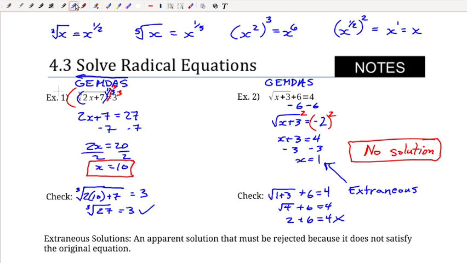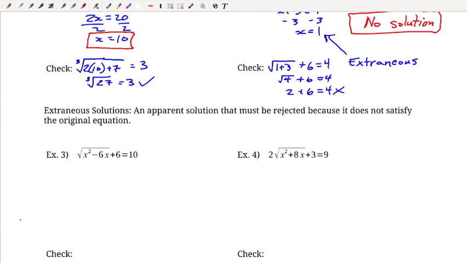The reason that this happened in this case is because we ended up with a square root equal to a negative number, but with a square root, we always choose the positive root unless there's a negative written in front of it. So when I got to square root of 4, I chose 2, not negative 2, and then my life didn't work out quite as simply as I'd hoped. So an extraneous solution is an apparent solution that must be rejected because it does not satisfy the original equation. And that's why we're doing all this checking, just in case we end up with extraneous solutions.